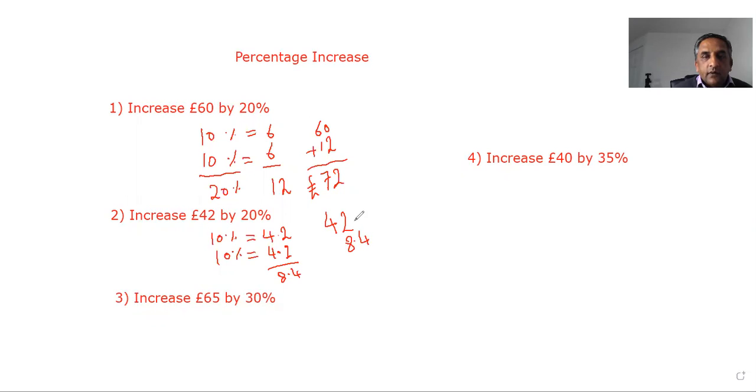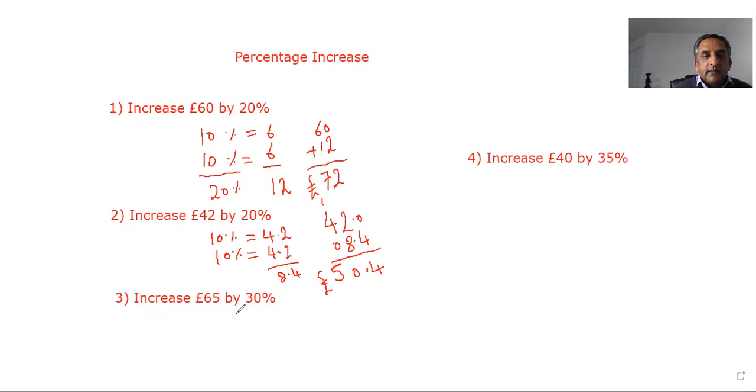We add them. This is 42.0. Obviously, we can put 0 here just to make it easy to understand. So 0 plus 4 is 4. Then 8 plus 2 is 10, so we write 0 and carry 1 forward. And 4 plus 1 is 5. So we get 50.40, and this will be our answer. Once we increase 42 pound by 20%, we will get 50 pound and 40 pence.